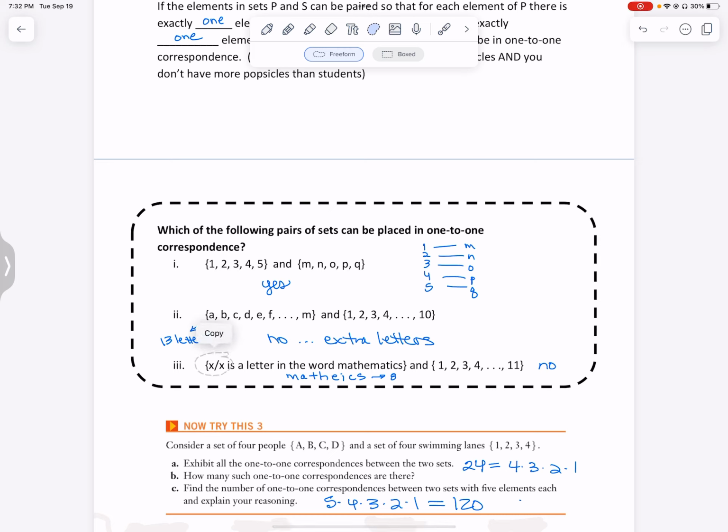And then the set of all x such that x is a letter in the word mathematics. Notice I wrote down what that was because we can't have any repeats, right? So there's just 8 letters, and the other set is 1 through 11. So no, but if you counted these letters, there's 11 letters there, okay? So that is the trap that we talked about. You can't have any repeats. There's only 8 letters in our set, in that first set, okay?